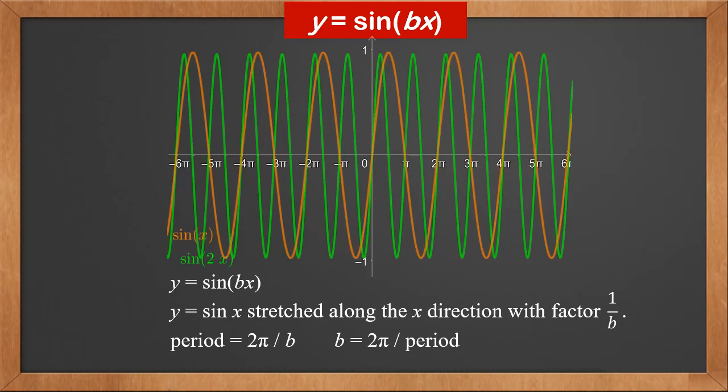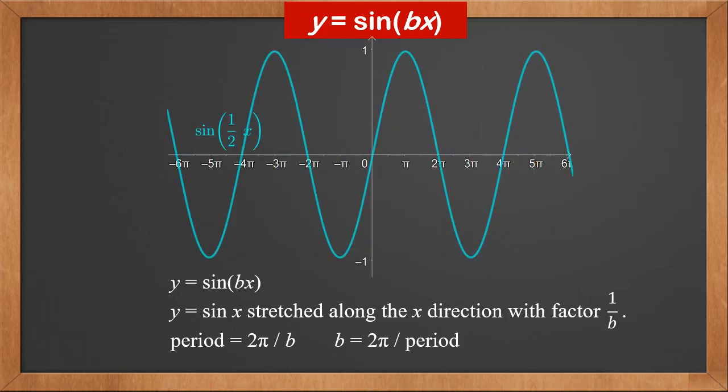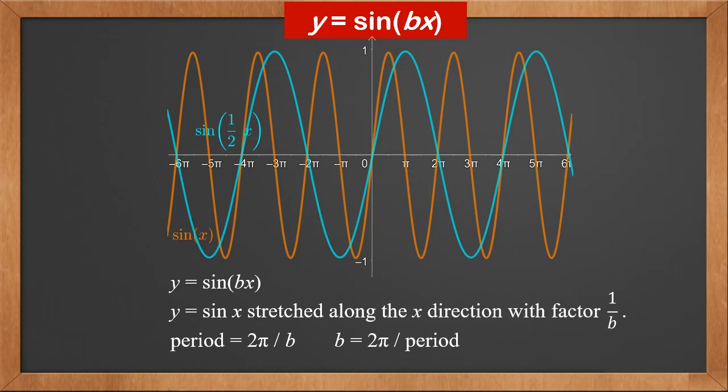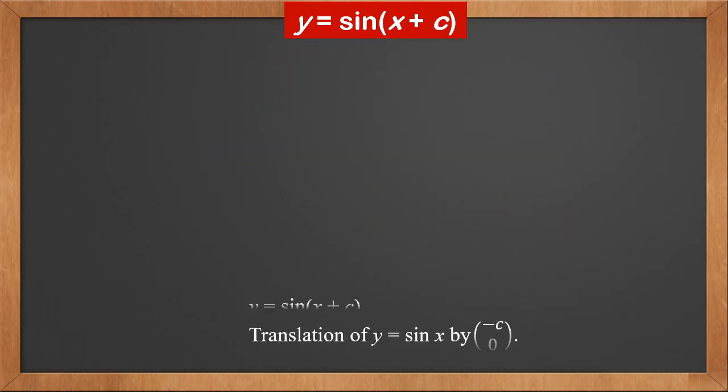Now let's put sin x and sin 2x together. This is the graph of sin (1/2)x. The period is 2π over 1/2, which is 4π. Now let's put sin x and sin (1/2)x together.